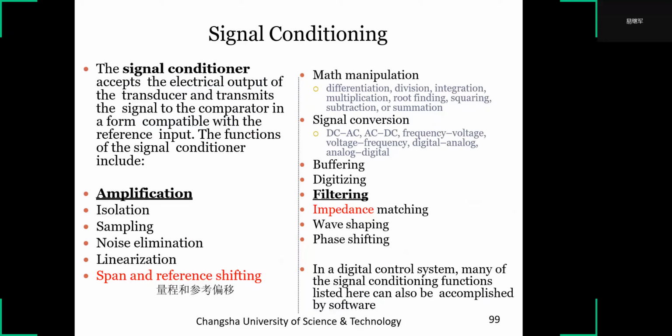The functions of a signal conditioner include amplification, isolation, sampling, noise elimination, linearization, span and reference shift, math manipulation, signal conversion, buffering, digitizing, filtering, impedance matching, wave shaping, and phase shifting. These are the functions of the signal conditioner.